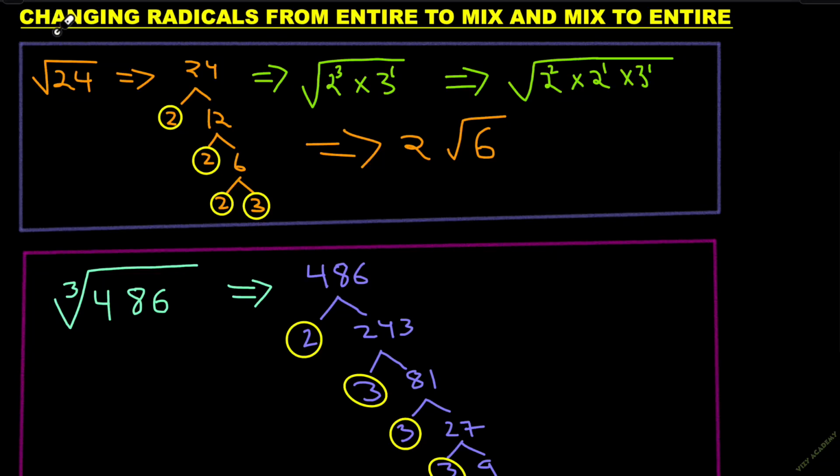Welcome to another lecture, and today we are going to learn about changing the radicals from entire radical form to mixed radical and mixed radical to entire radicals. Let us go over the first example here. We are finding the square root of 24.